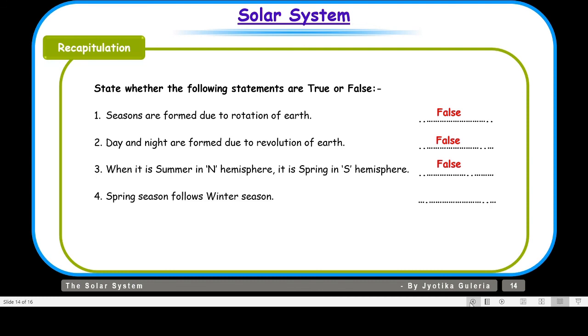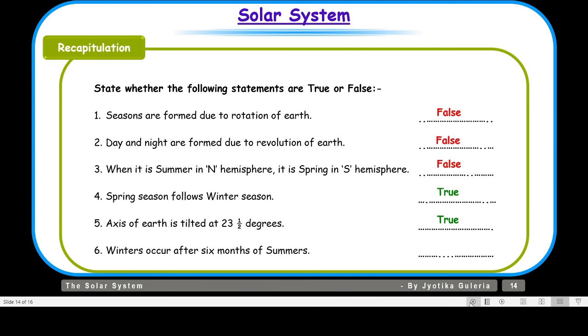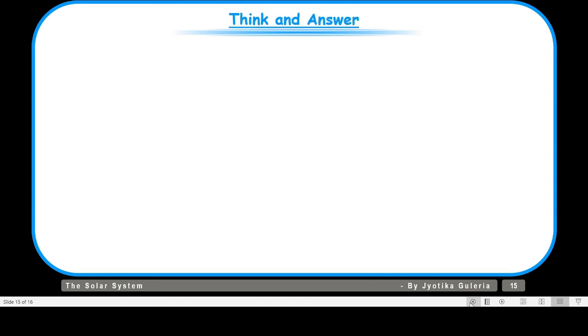Spring season follows winter season. That is true. Axis of Earth is tilted at 23.5 degrees. That is again true. Winters occur after 6 months of summers. That is also true. So children, now let us move on to the think and answer section.